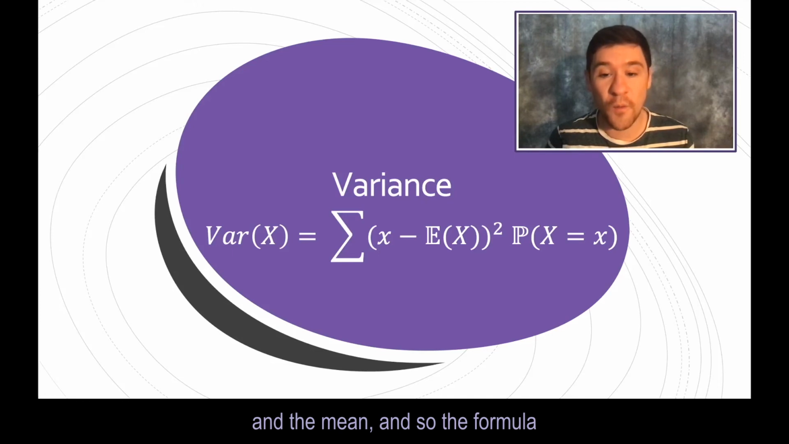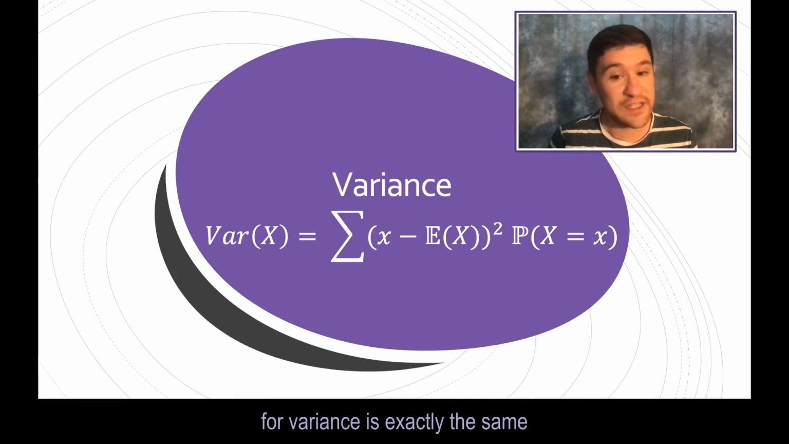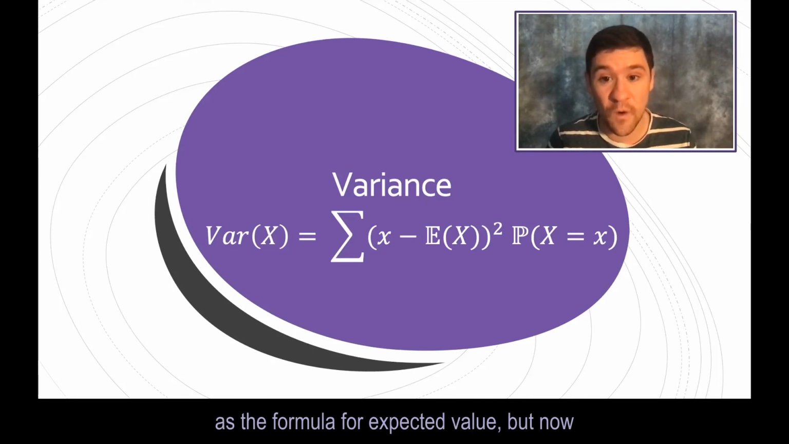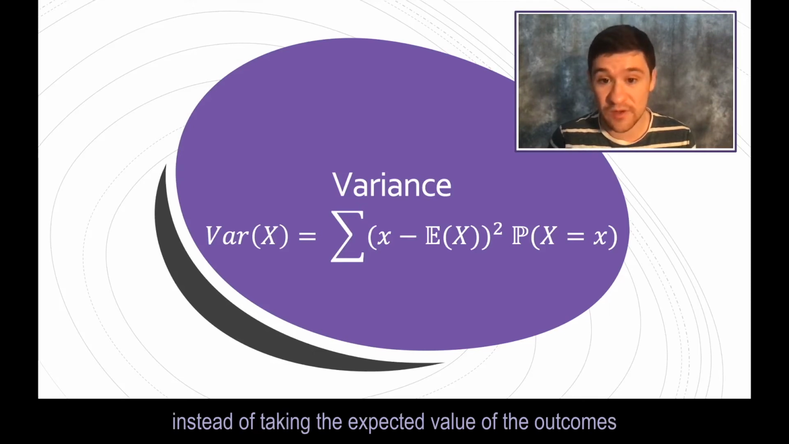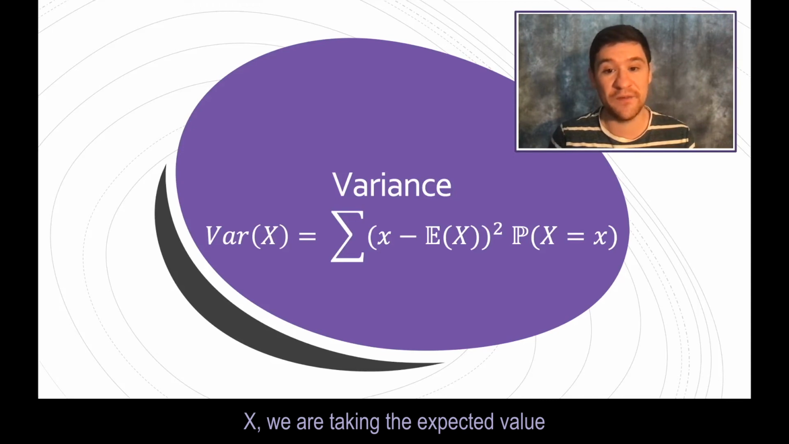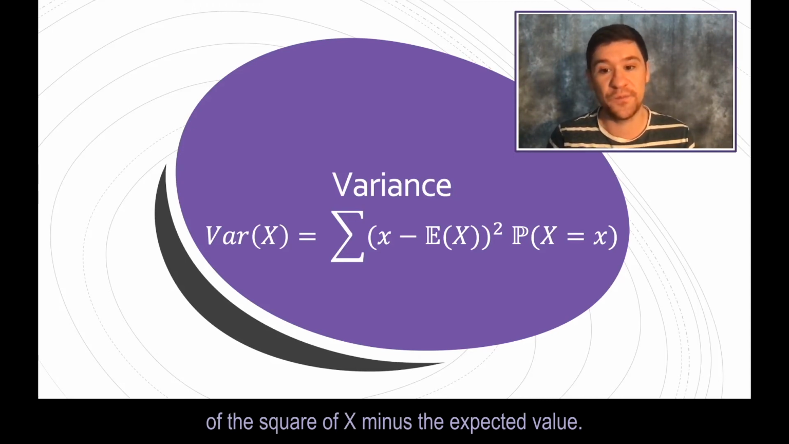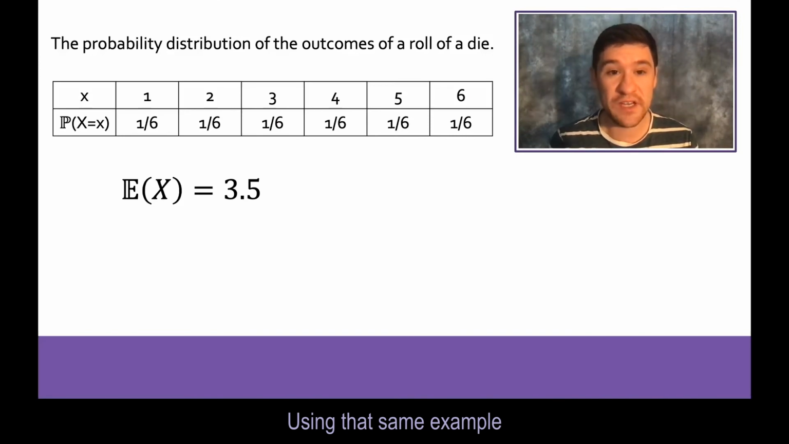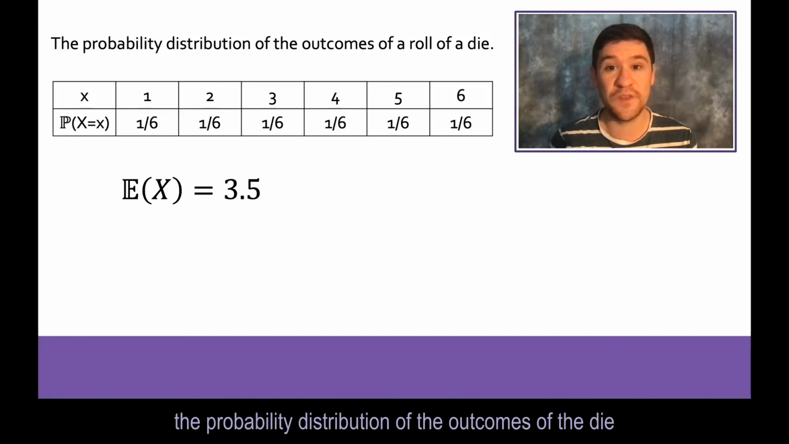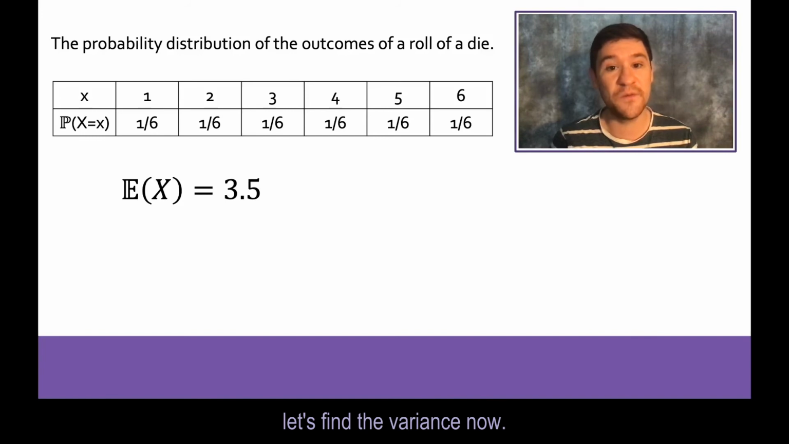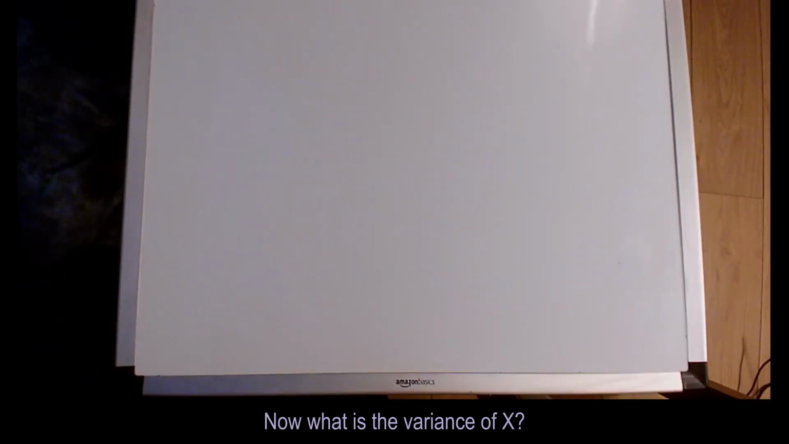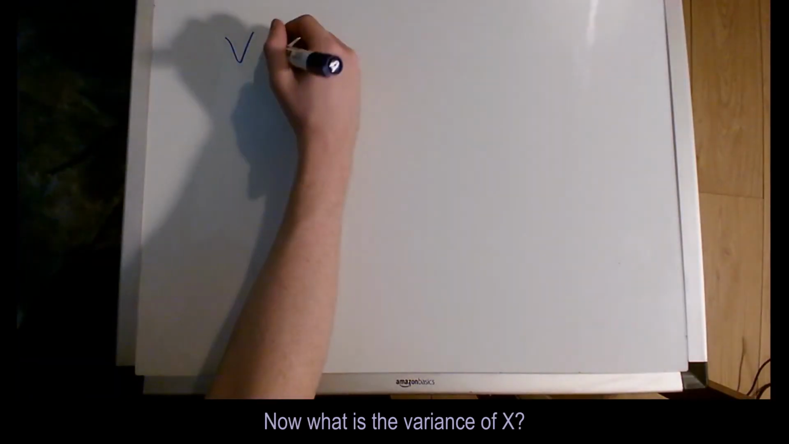And so the formula for variance is exactly the same as the formula for expected value, but now instead of taking the expected value of the outcomes x, we're taking the expected value of the square of x minus the expected value. Using that same example, the probability distribution of the outcomes of a die, let's find the variance now. Now what is the variance of x?